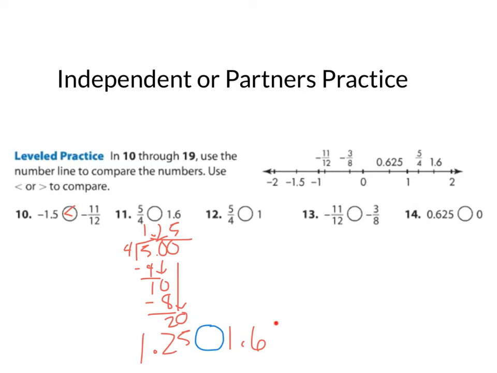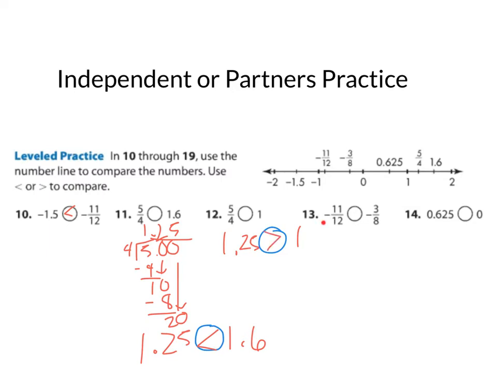Here I see that we're working with positive numbers. I'm looking at the 10th spot. I see that 2 is smaller than 6, therefore it goes that way. Luckily, in this previous problem, we had 5/4, and I already know that it's 1 and 25 hundredths for number 12. And I know that 1 and 25 hundredths is greater than 1.